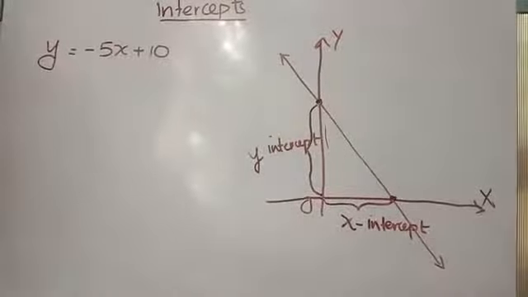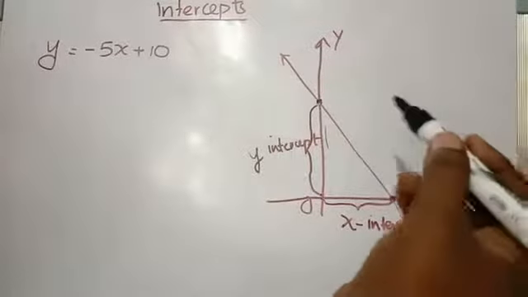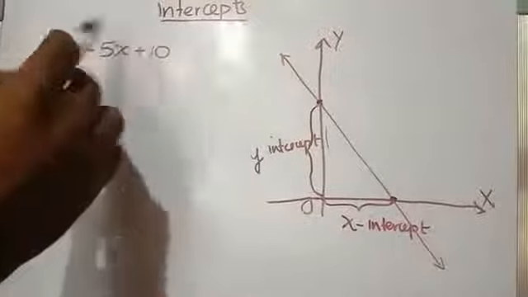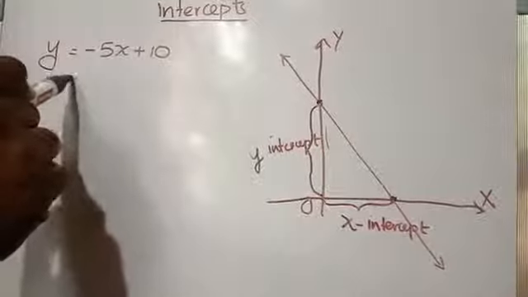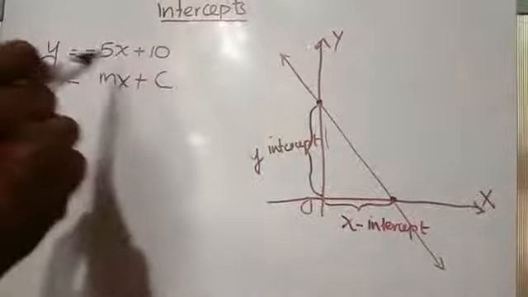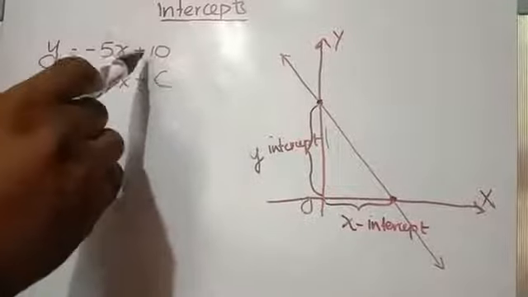Question: find the x and y intercepts of y is equal to minus 5x plus 10. So we have to find the x intercept and y intercept. Let's see what to do here. We are going to find y intercept first. Even directly we can identify what is y intercept here, because this is in the form of y equals mx plus c, where c is the y-intercept. In the place of c we have 10 here, so y-intercept is 10.